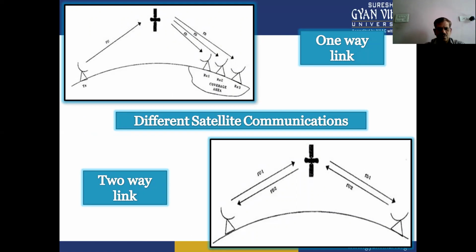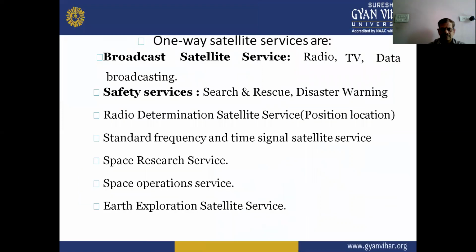One-way link, two-way link, and different satellite communications, as we can see in these diagrams. One-way satellite services are broadcast satellite service: radio, TV, data broadcasting, safety services, search and rescue, disaster warning. The next is radio determination satellite service: position, location. The next is standard frequency and time signal satellite service, and next is space research service, space operation service, and earth exploration satellite service.